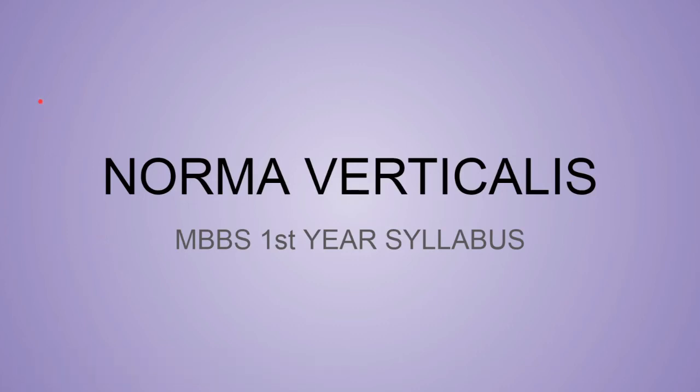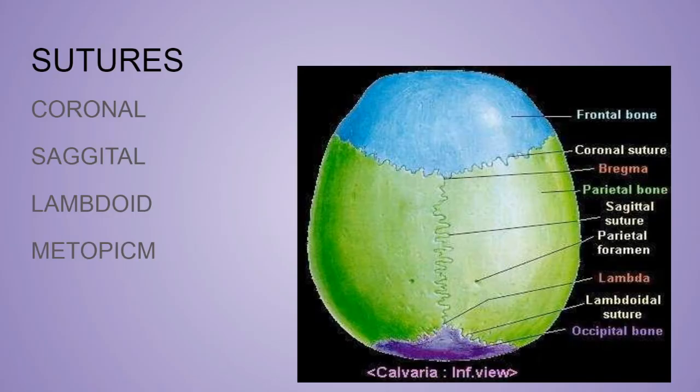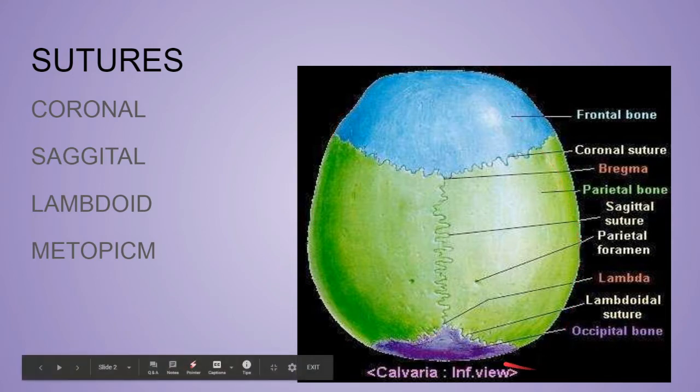Hello everyone. Today we will discuss the norma verticalis of the skull bone. Now first of all, what is norma verticalis? It is the position or the structure of the skull when it is viewed from above. So if I view the skull from the upside, I will view this portion, right?